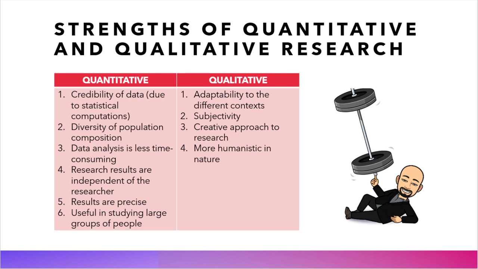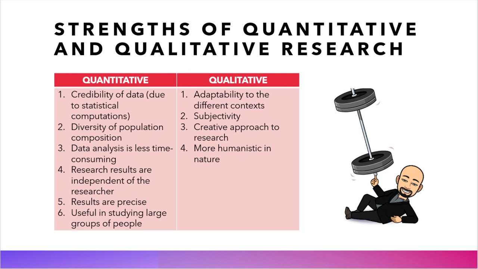Next, results are also considered to be precise in quantitative data because, again, we trust the numbers, we trust the statistics. And this type of research is useful in studying large groups of people. If you want to do a survey for a particular city, a particular demographic, then quantitative research is for you.